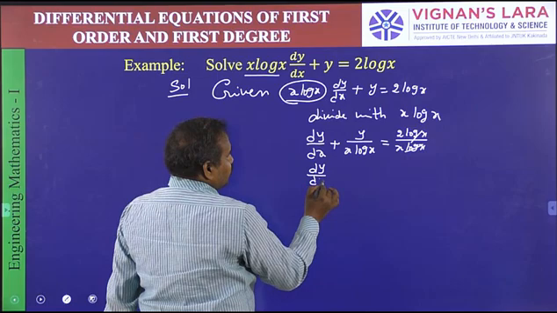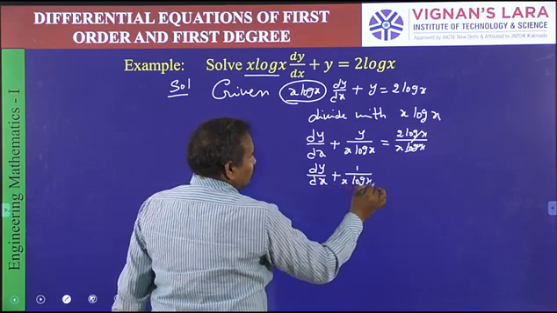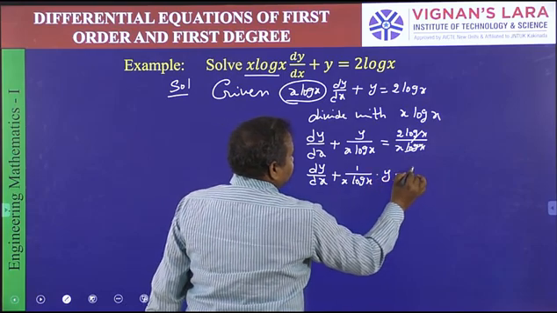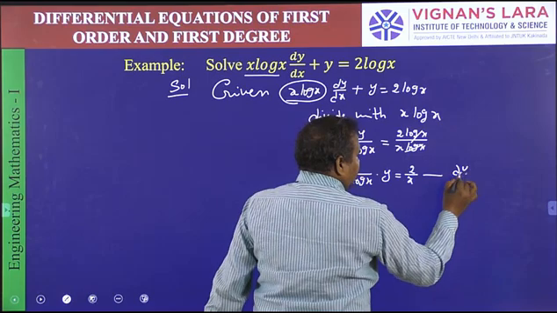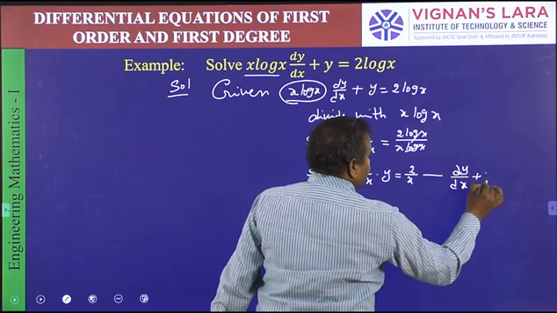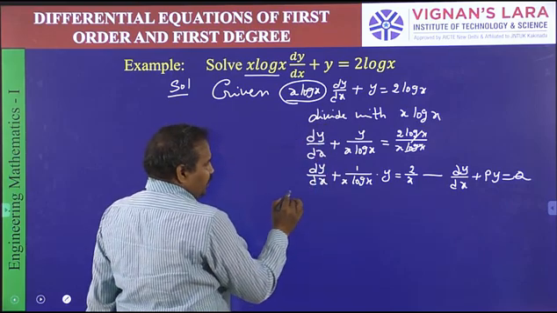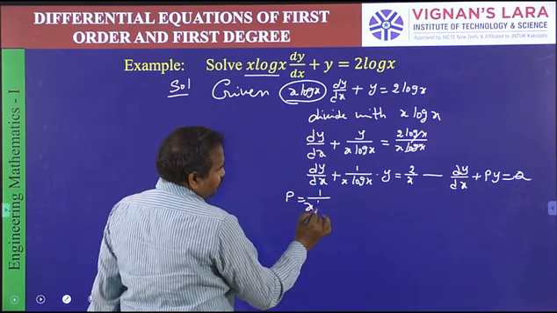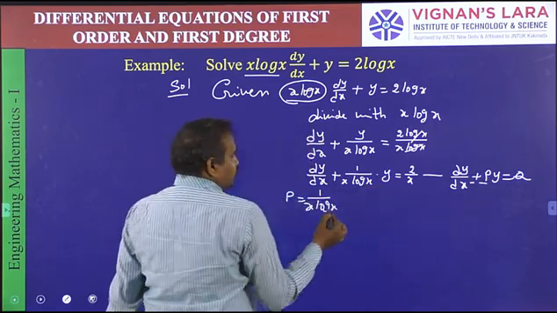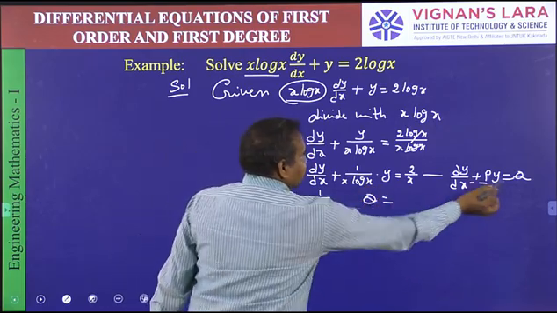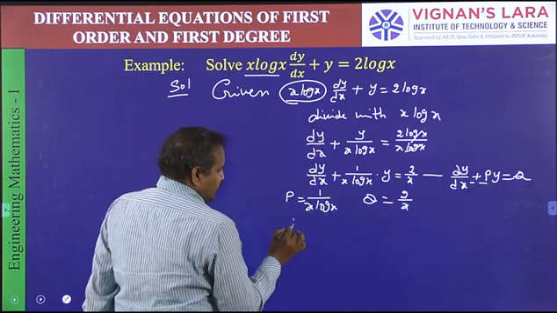Then dy by dx plus 1 by x log x into y is equal to 1 by x. So this is in the standard form of dy by dx plus py is equal to q. What is the value of p? 1 by x log x, the coefficient of y. And q is the right side value. What is the right side value? 1 by x.